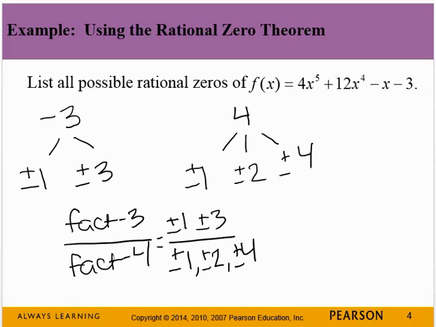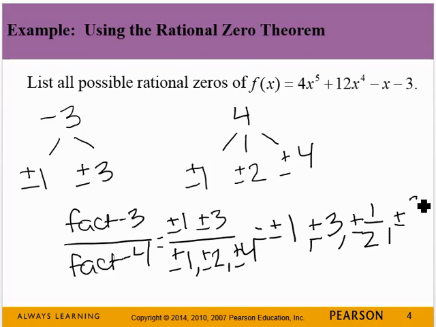you want to divide 1 over 1, or plus or minus 1 over plus or minus 1. So you would get plus or minus 1. 3, so plus or minus 3 over plus or minus 1 gives you plus or minus 3. Plus or minus 1 over 2. Plus or minus 3 over 2. Plus or minus 1 over 4. Plus or minus 3 over 4.